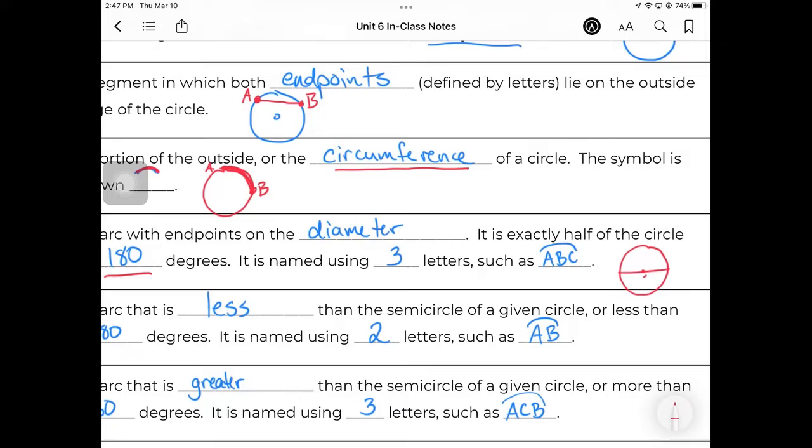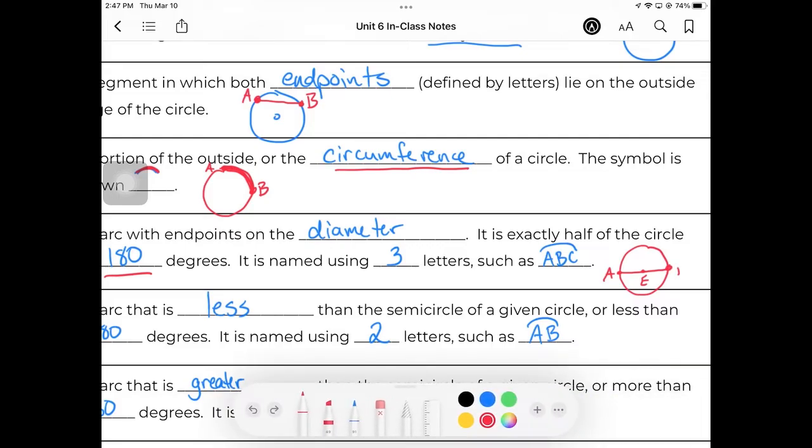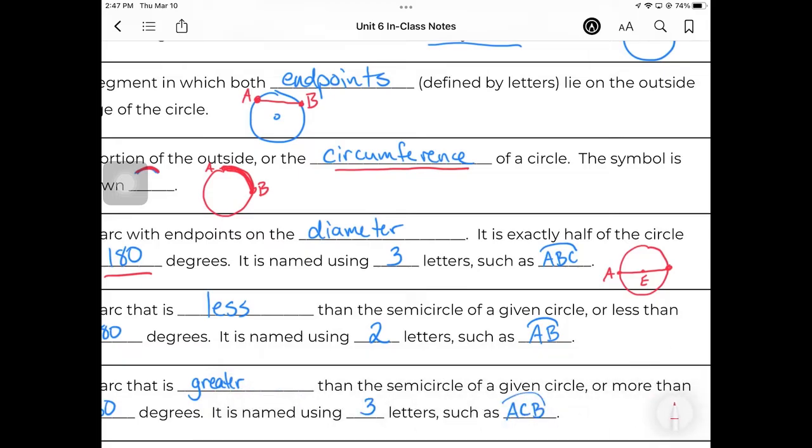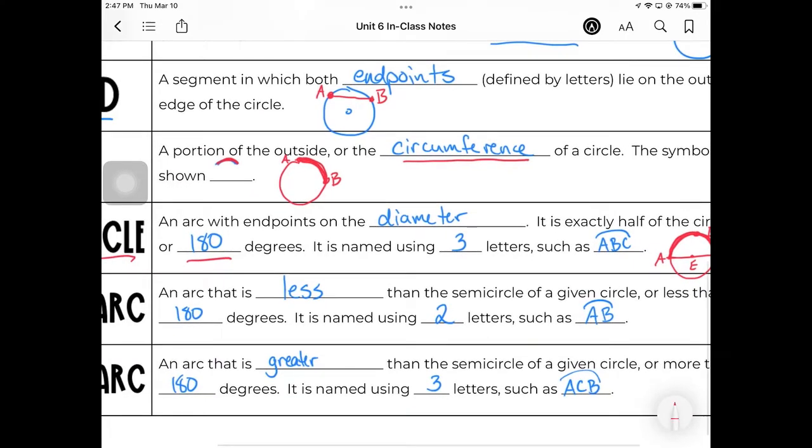If I call this circle E and put point A here, point B on the other side of that diameter, I'm sorry, not point B, point C. Let me make it match. Okay, point C has to be the other one. B would be somewhere else along that semicircle. So arc ABC is a semicircle. It's half of the circle. And you have to use 3 letters. That's if it measures exactly 180 degrees.